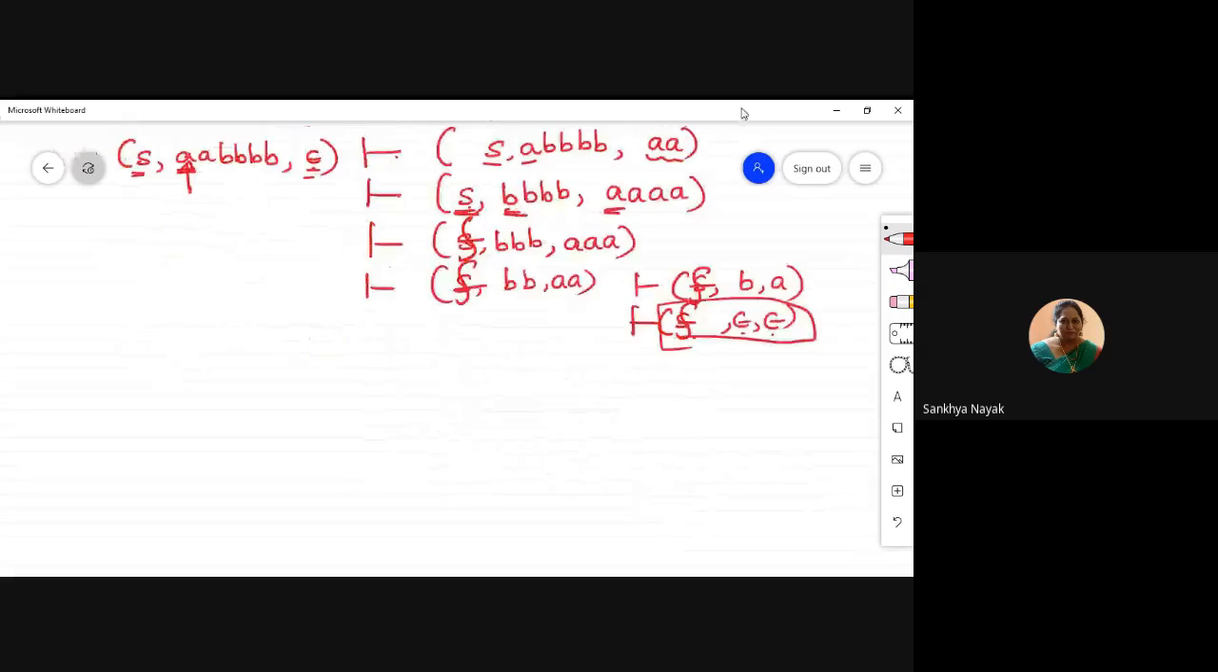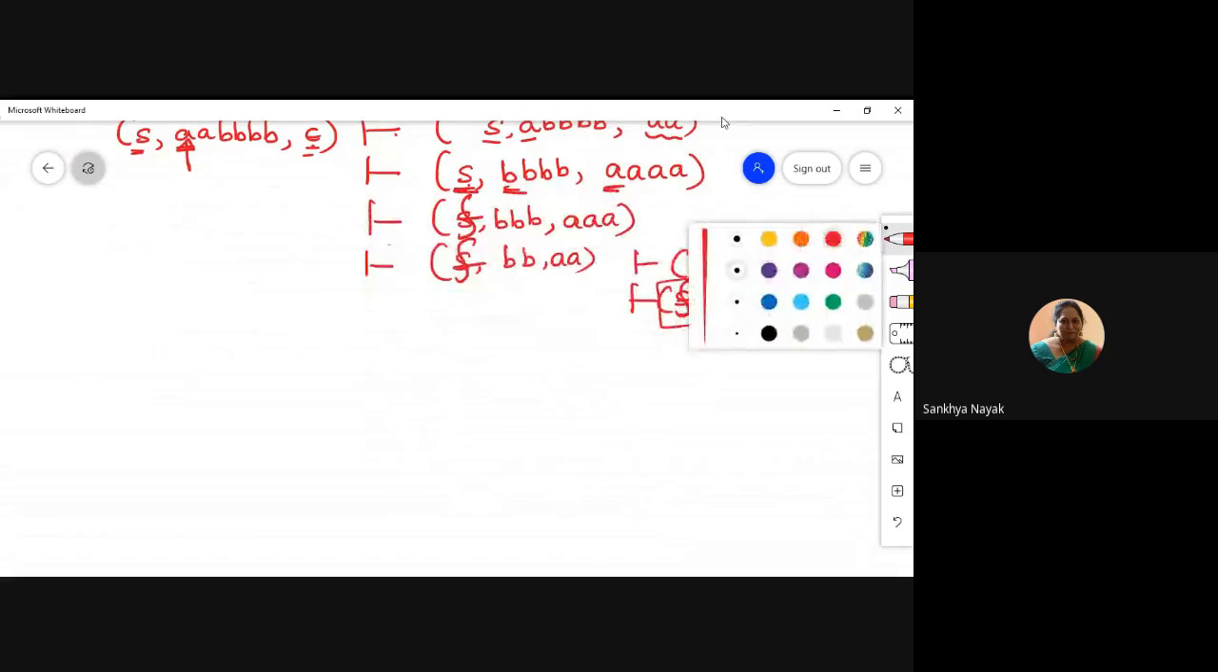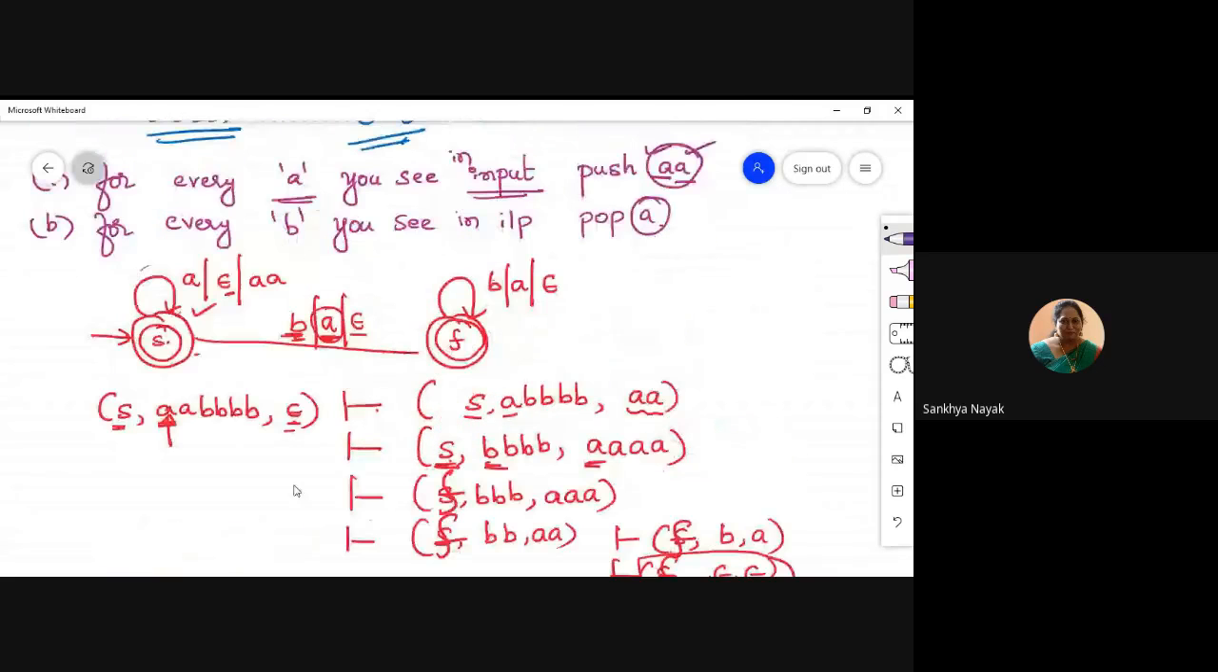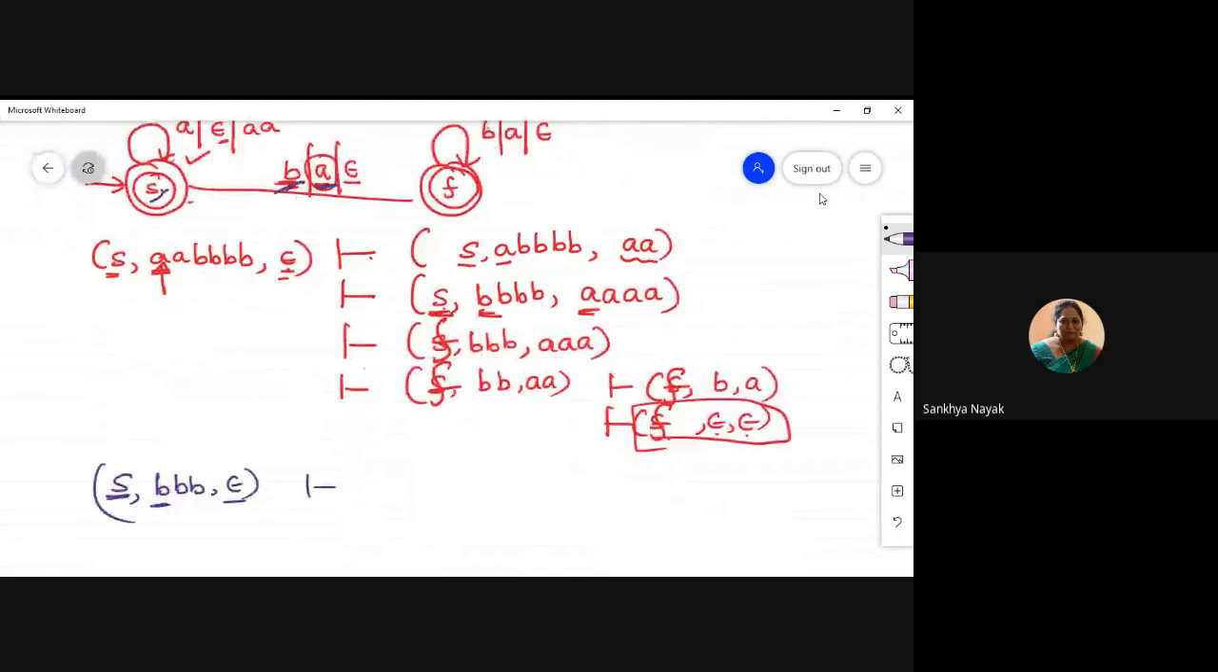Similarly, just last 1 minute, we'll take a very small string to reject it. Let us just take BBB. There is nothing for S, B and epsilon. You can see here from starting state, S and B transition is there only if A is there in the stack. We don't have B, epsilon, anything. So this will be rejected. No transition.